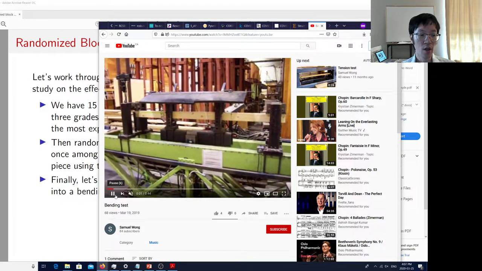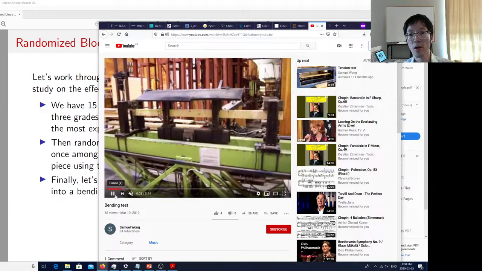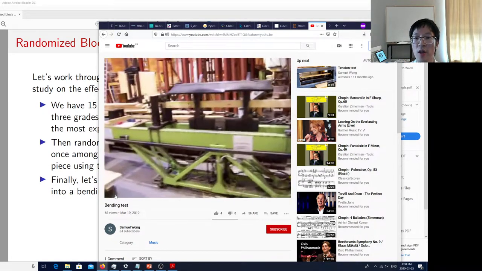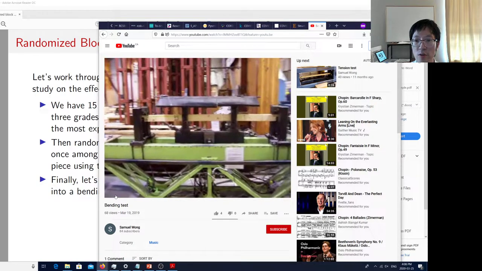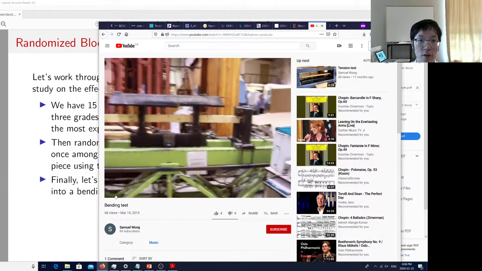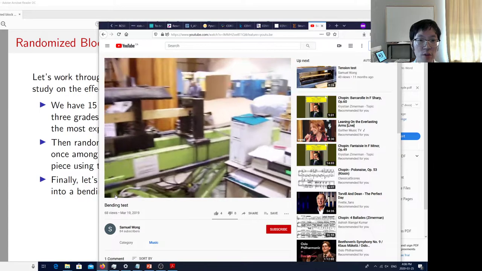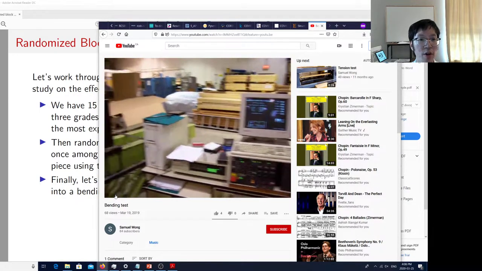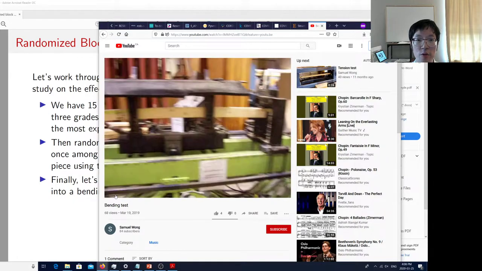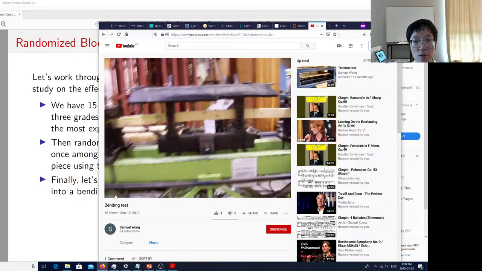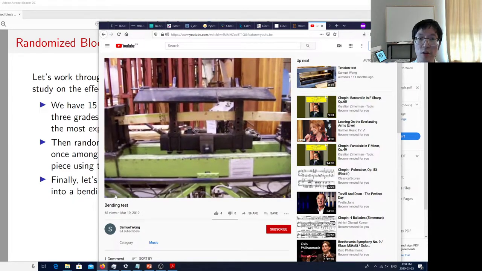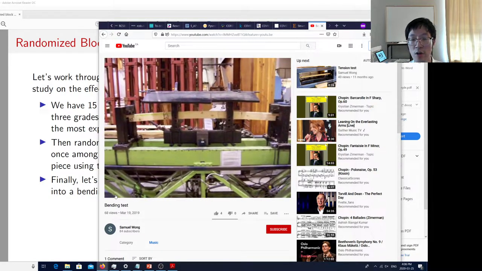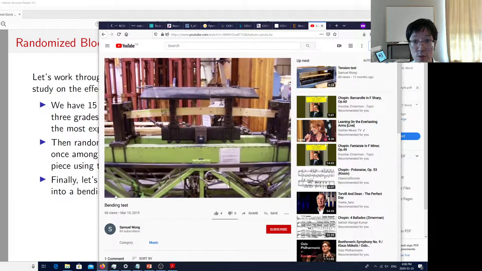So this is the lumber bending test, and so this is the machine that, so there's 2 supports at the 2 ends, and then in the middle is the apparatus that pushes the piece up as it applies the load, and then eventually it's going to snap, and so that's the response measurement. Okay, that we record from this experiment.